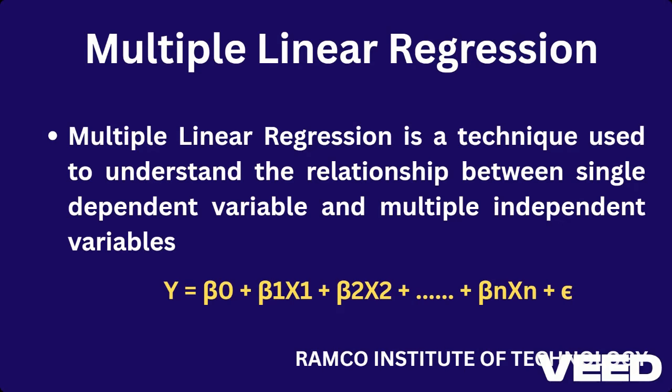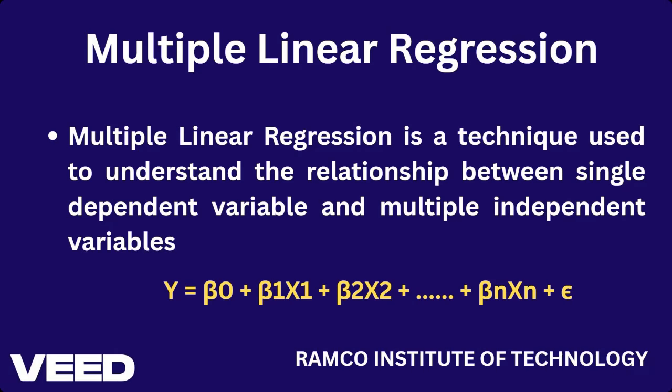So this is the difference between simple and multiple linear regression. In simple linear regression, there will be one dependent and one independent variable, and in multiple linear regression, there will be one dependent variable and multiple independent variables.